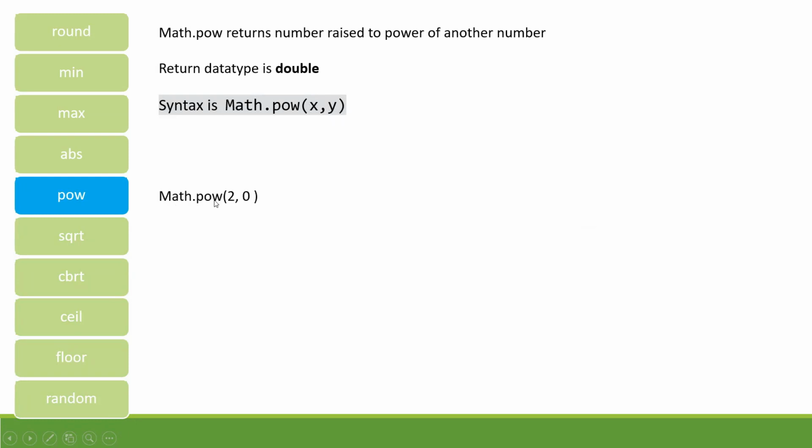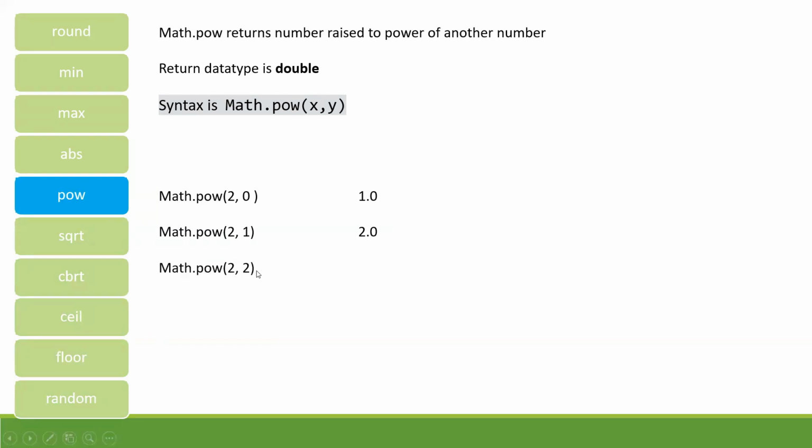So we are saying math.pow 2 raised to 0. This means 2 comma 0, which is 2 raised to 0, and any number raised to 0, the answer is 1. Of type double, it will be 1.0. Then we have math.pow 2 comma 1. A number raised to 1, the answer is always the number, so it will be 2, but it has to be a double data type, so the answer will be 2.0.